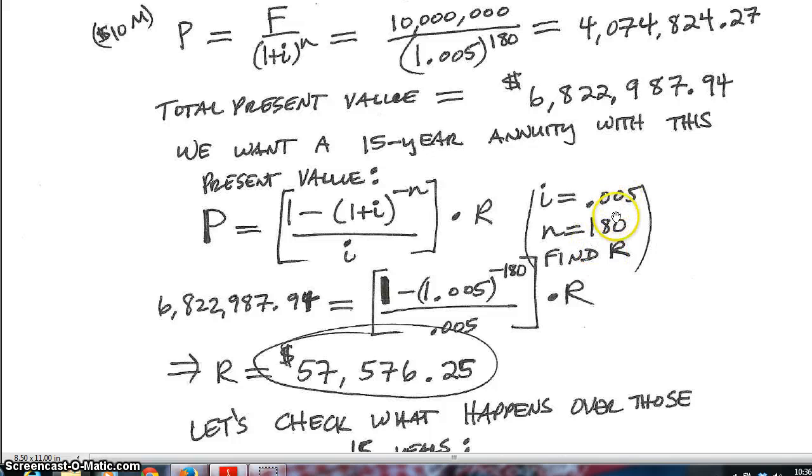And we know that n is going to be 180. That's the number of payments we're going to make. They're all going to be the same. And we have to find what that is, find R. And we know that i is 0.005.